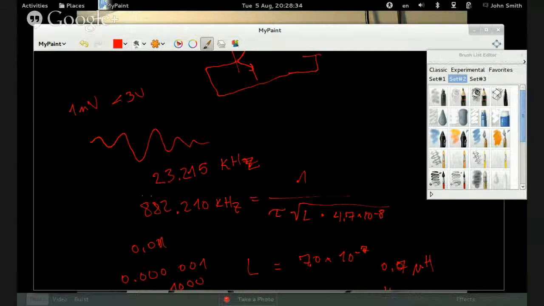We must be on a harmonic. So let's see, 882. 23.215 goes into it 38 times, almost exactly. So we're on the 38th harmonic. That's why that didn't work.